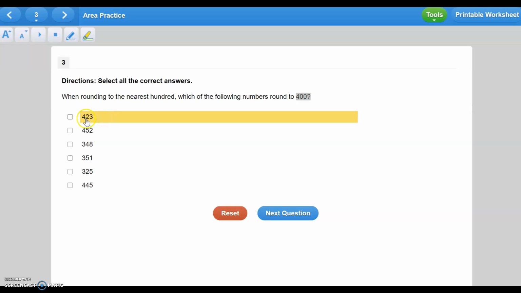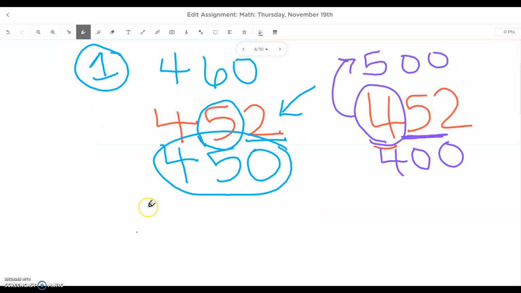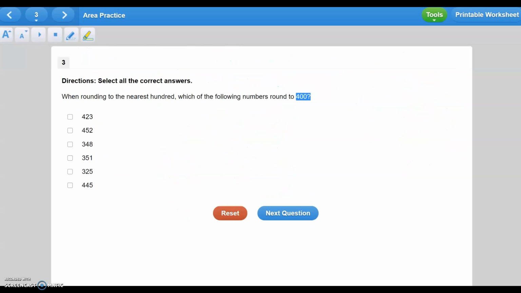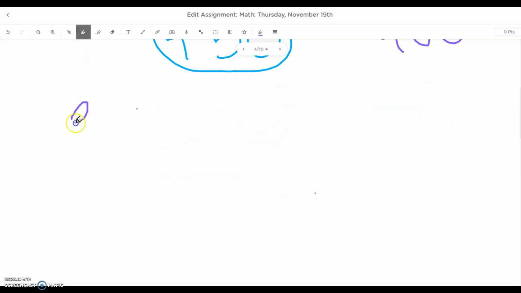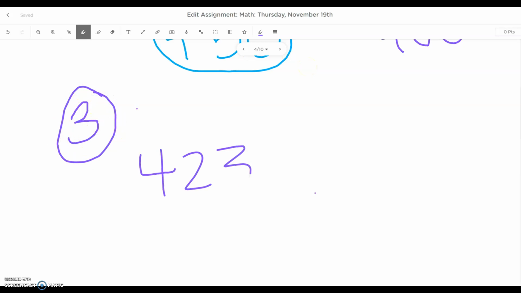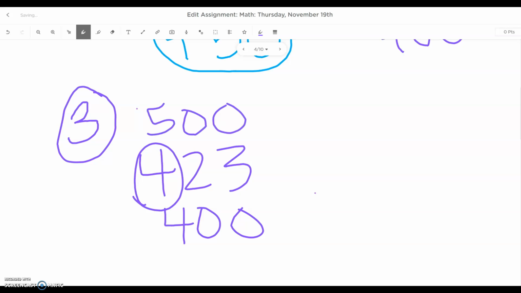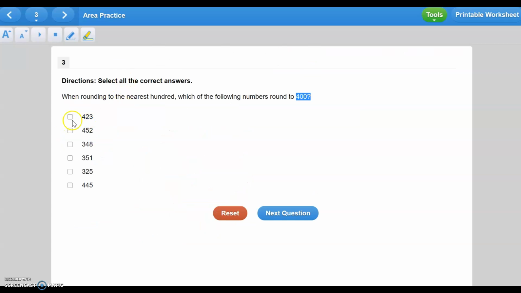So my 4 is in the hundreds place. And I'll write it. This is question number 3. I'll write a 3, circle it. 423. My 4 is my hundreds place. It's either going to stay at 400 or change to 500. And its next door neighbor is a 2, and that is below 4. 5 and above, give it a shove. 4 and below, let it go. So it would stay at 400. So that one would stay at 400.